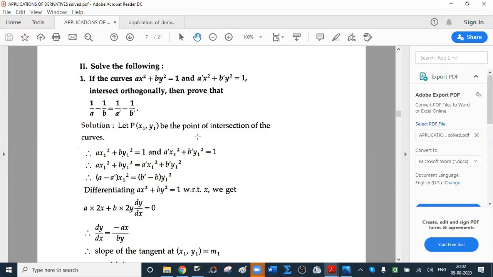Let P(x1, y1) be the point of intersection of the curves. So as it is the point of intersection, it will lie on both the curves. Right hand sides are equal, so we equate left hand sides to get this relation.